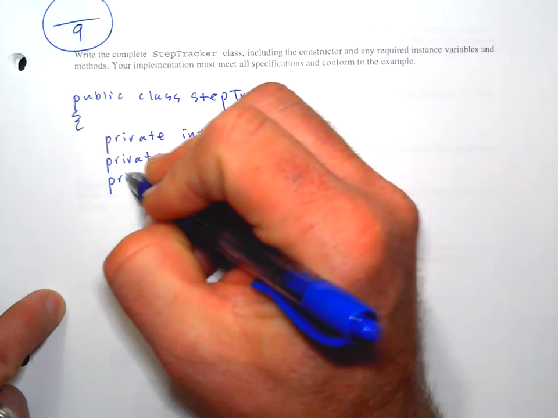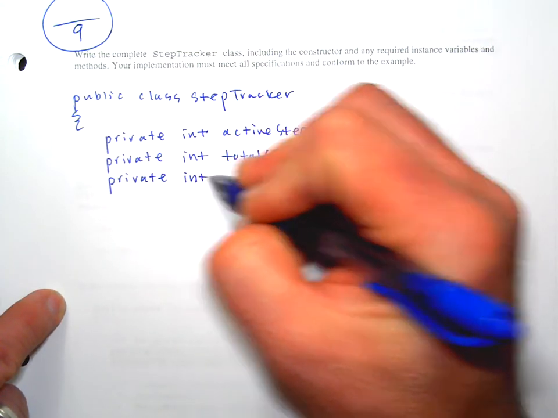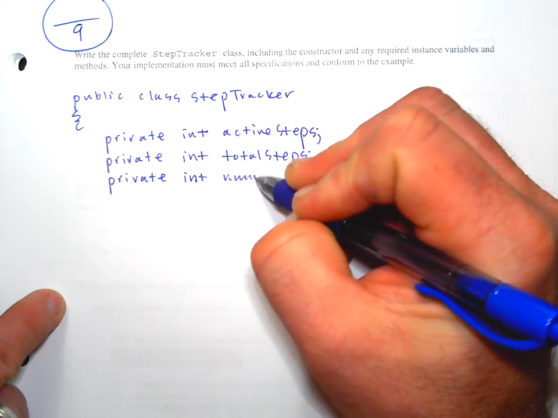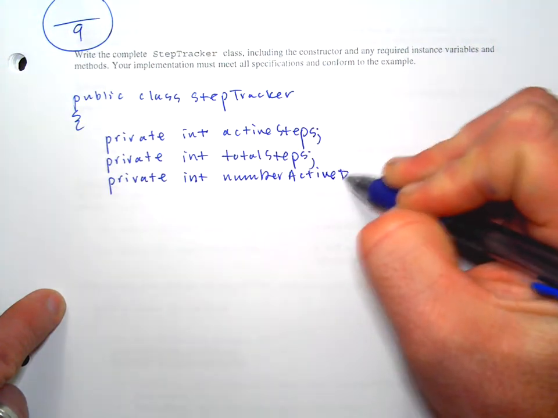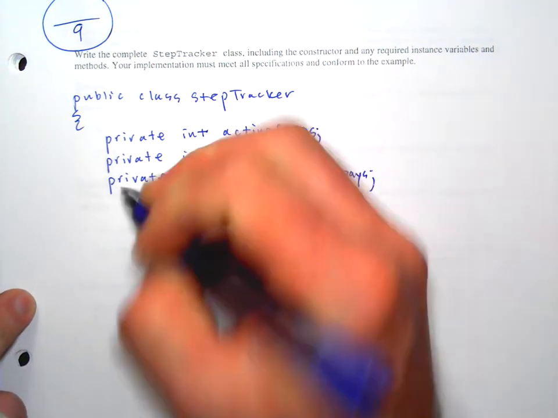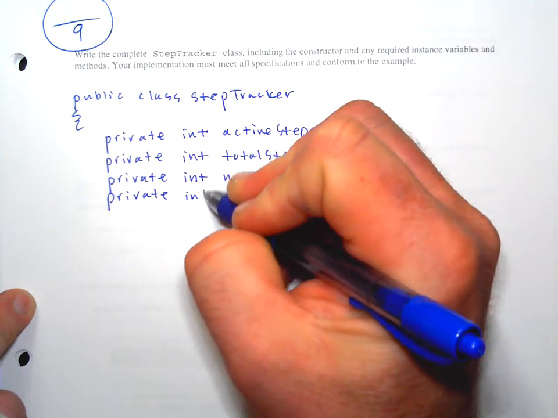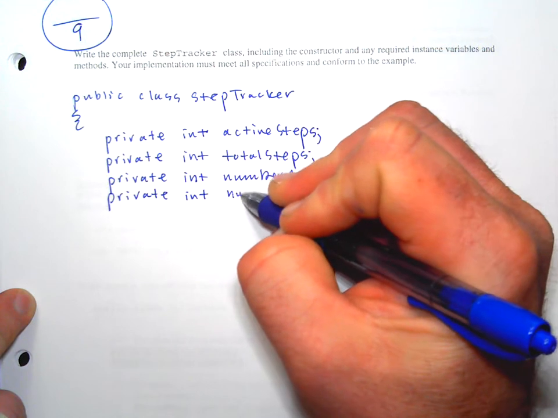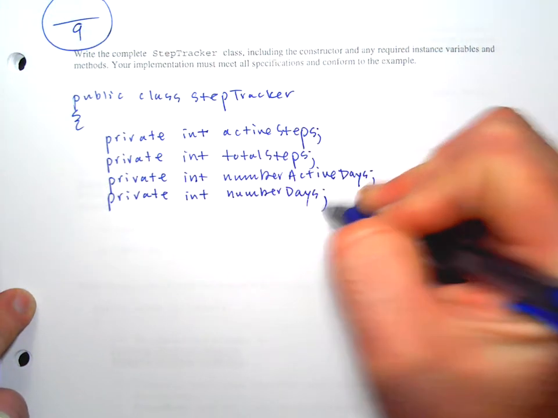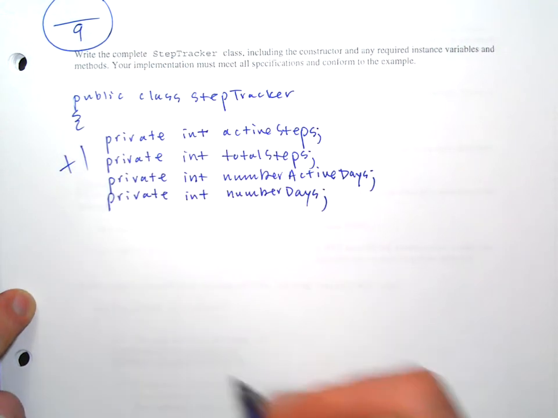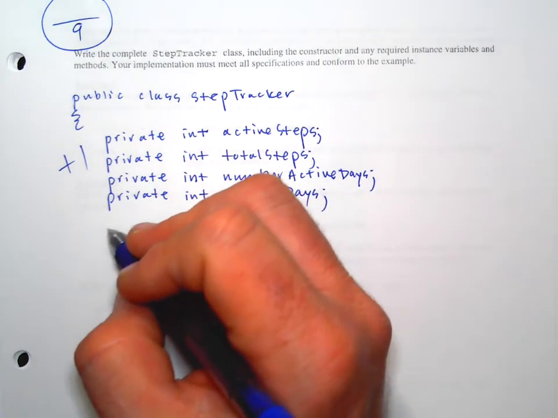We also need to keep track of the number of days. There's a couple different days. There's active days, so I called it number active days. I used very descriptive variable names, and then also the total number of days because we need that for the average. So I'll just call that one number days. So this was a point that had to be private. You had to have all the instance variables.